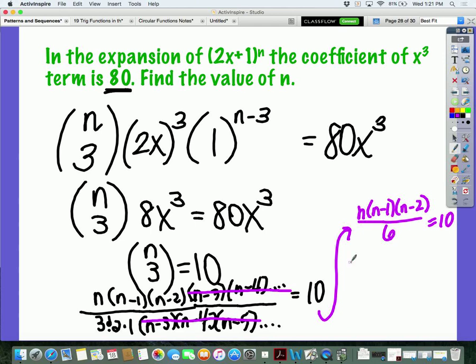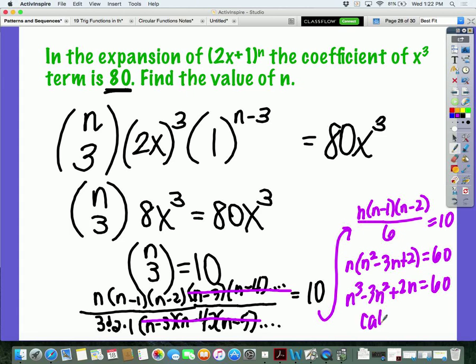So how would you do it? This would be n squared minus 3n plus 2 equals 60. I multiply both sides by 6 and I went ahead and folded the inside. So then that'd be n cubed minus 3n squared plus 2n equals 60. You can factor out an n. Well, actually, you wouldn't be able to factor this because you can't set it equal to 60. So this one would have to be a calculator problem, where you graph y1 and y2 and you get your answer. I think it would be easier to select.